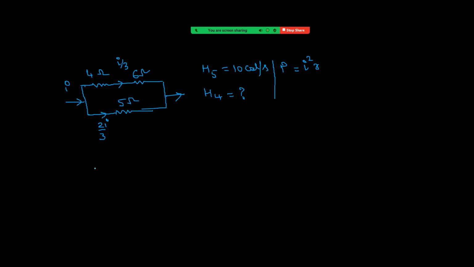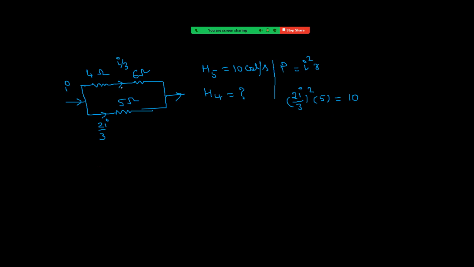Now power developed across 5: I square R. I is 2I by 3, so I square R with the value 5. This is given as 10. Now we have to find across 4.